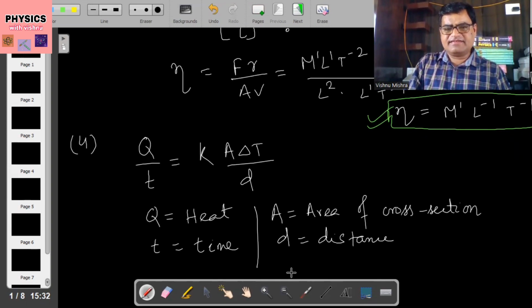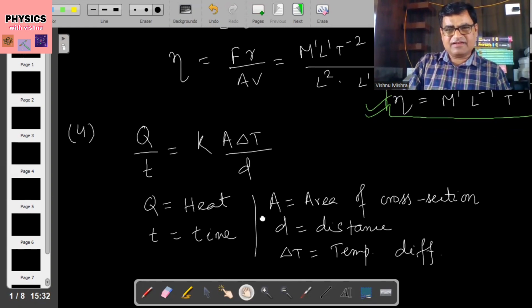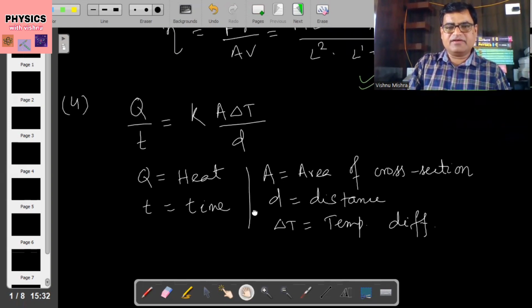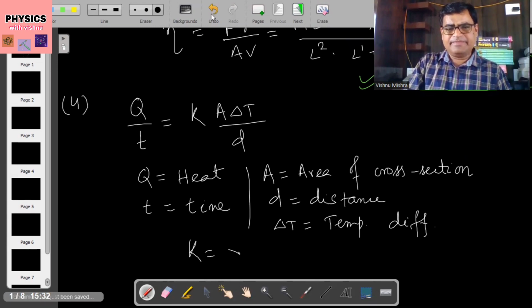D is the distance, and del T is the temperature difference. And K is a constant. K is known as the coefficient of thermal conductivity.